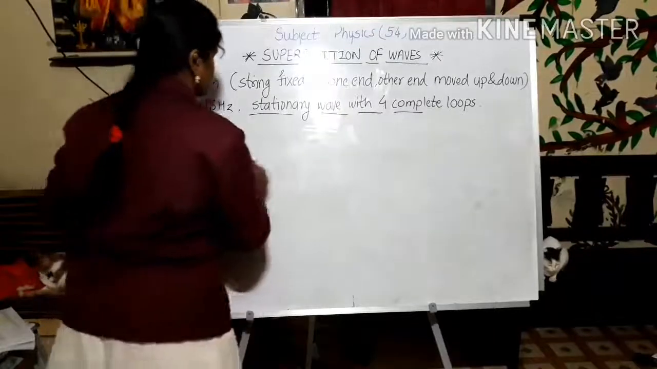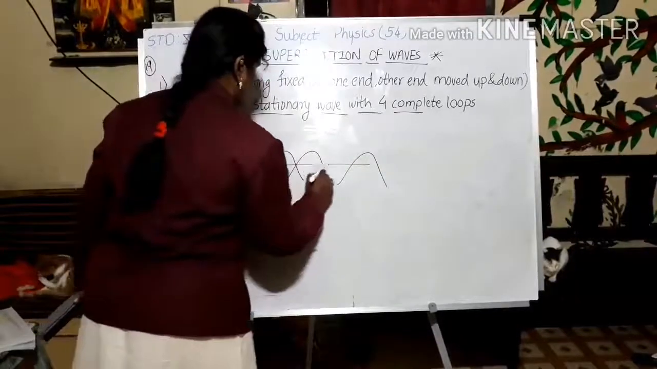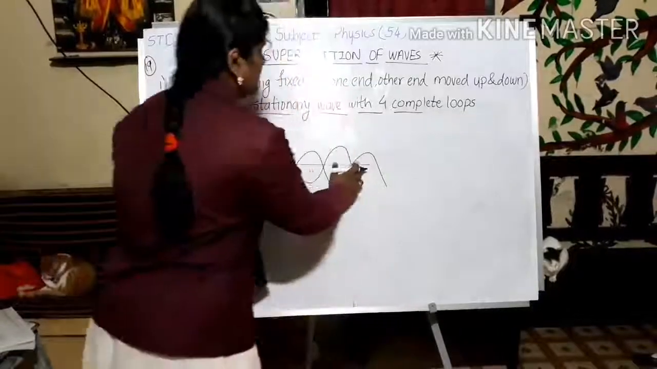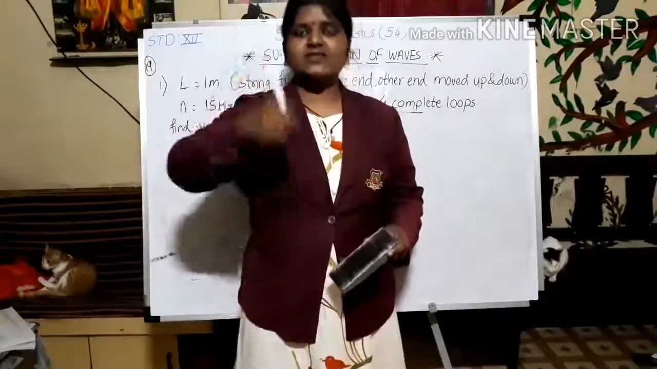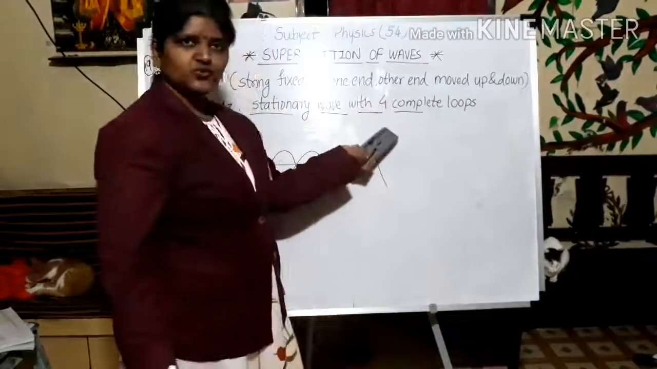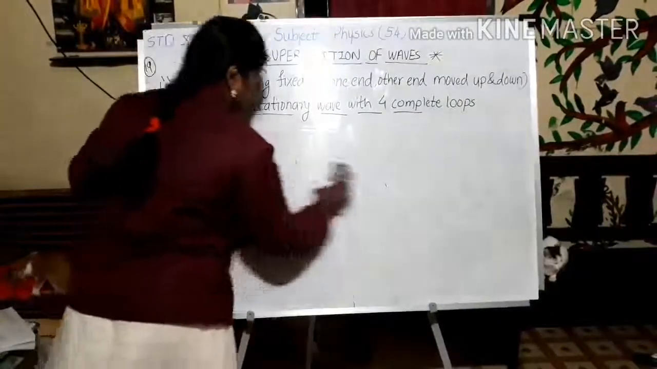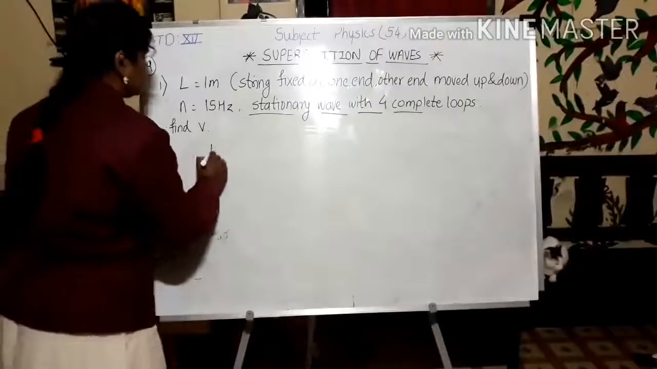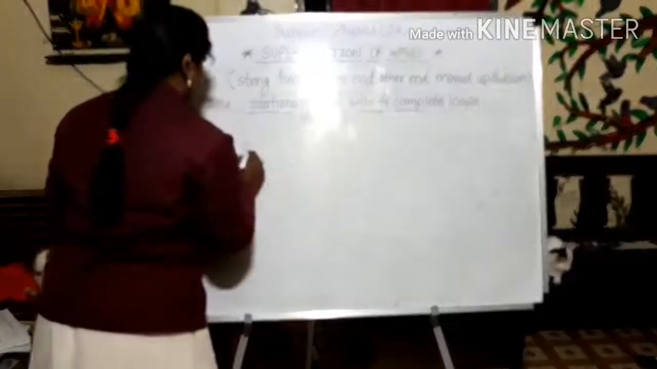4 complete loops are being created like this: 1, 2, 3, 4. These are the 4 loops completely created, but a half loop will also be there. Not only 4, because the open end is creating an antinode, as given. So half is also there, which is not given over here, and we have to take that half also. So we have to consider the length by including the half loop.